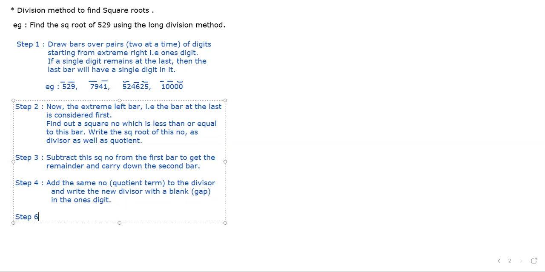Step 5. Now select a ones digit. Select a maximum ones digit which can be written in the divisor as well as quotient term.